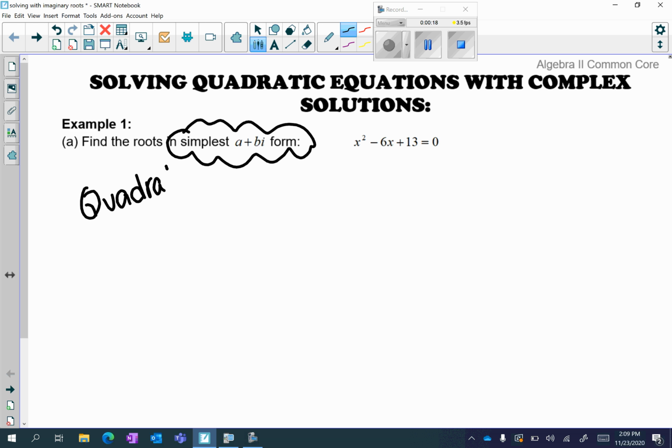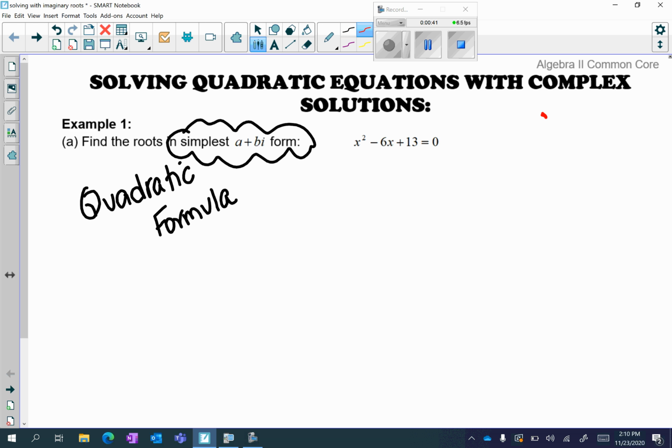And the reason being that the other option for solving a quadratic equation is to factor. When we factor, we don't get imaginary numbers or a plus bi form. So anytime I see a plus bi form, a light bulb should go off in my head, and I should know that I have to use the quadratic formula.